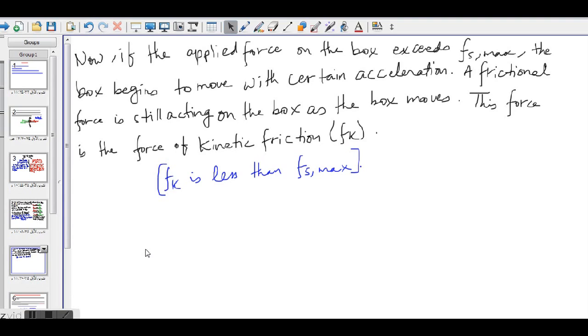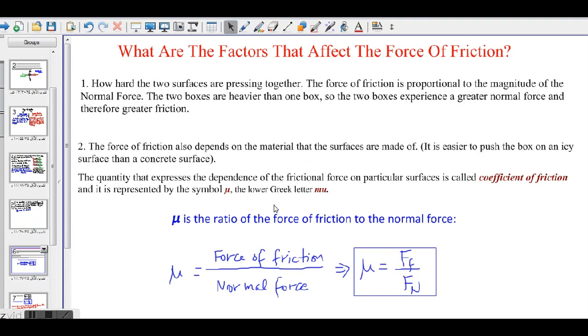So here what we just said: if the applied force on the box exceeds Fs max, the box begins to move with certain acceleration. The frictional force is still acting on the box as it moves. This force is the force of kinetic friction. And Fk is less than Fs max. I told you when you push the fridge, you feel it's hard to put it in motion rather than to keep it moving, okay? Because the static friction is more than the kinetic friction.